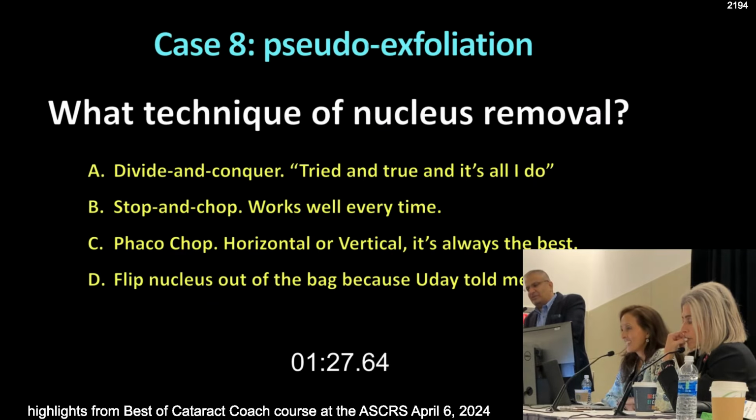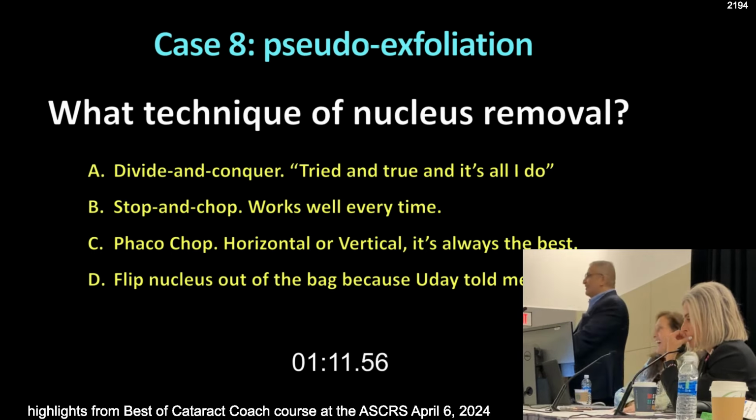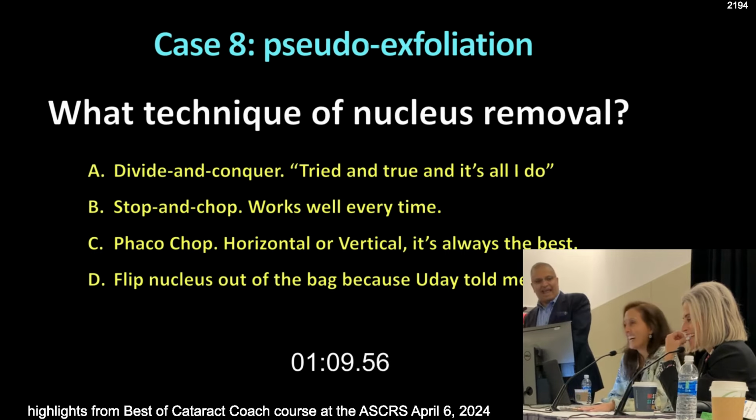Now how are you going to do it for nucleus removal? Divide and conquer? Tried and true, it's all they do. Stop and chop, works well every time. Phaco chop, horizontal and vertical. Or flip it out of the bag because I told you to. You're going to flip it out of the bag because that's all you do. No. Yeah. What am I not hating?